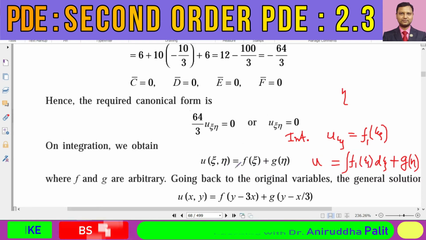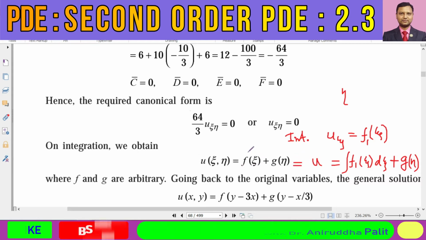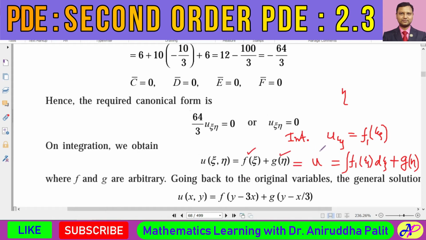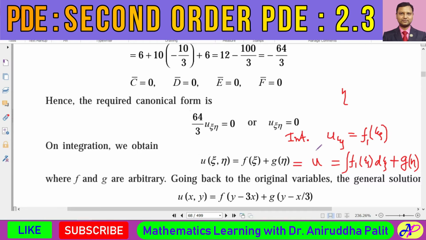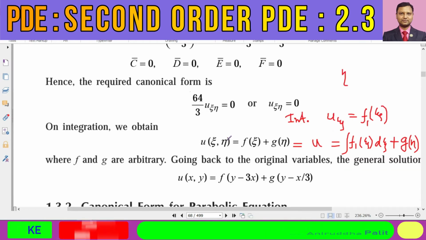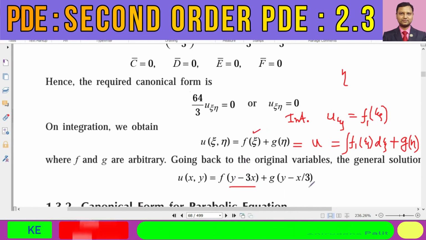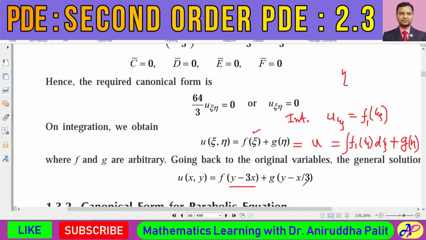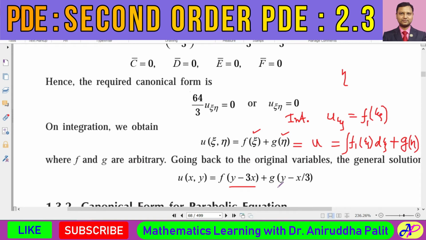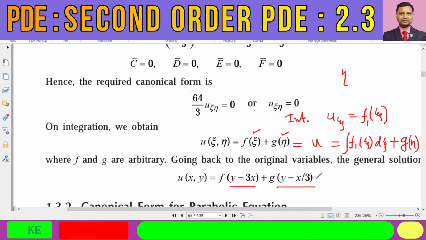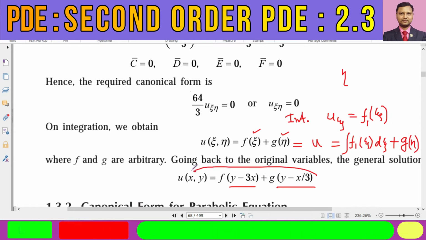So finally we shall have this type of relation, that u is equal to some function of xi plus some function of eta. F and g are some arbitrary functions of xi and eta. Now we have the expression of xi, so we put xi is equal to y minus 3x, and we know the expression of eta, so we put eta is equal to y minus x by 3.